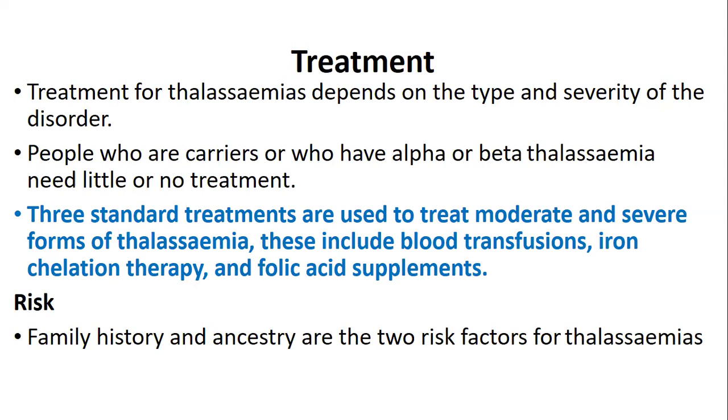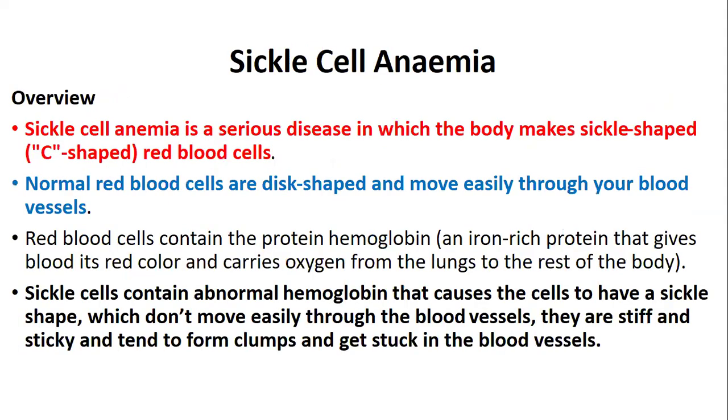People who have a family history of this condition are at higher risk of developing it. We have already explained how it is moving from one group to the other. The other type is known as sickle cell anemia, which is one of the common forms of anemia which we actually have or seen or heard about in our communities. Sickle cell anemia is a serious disease in which the body makes sickle cell shaped red blood cells.